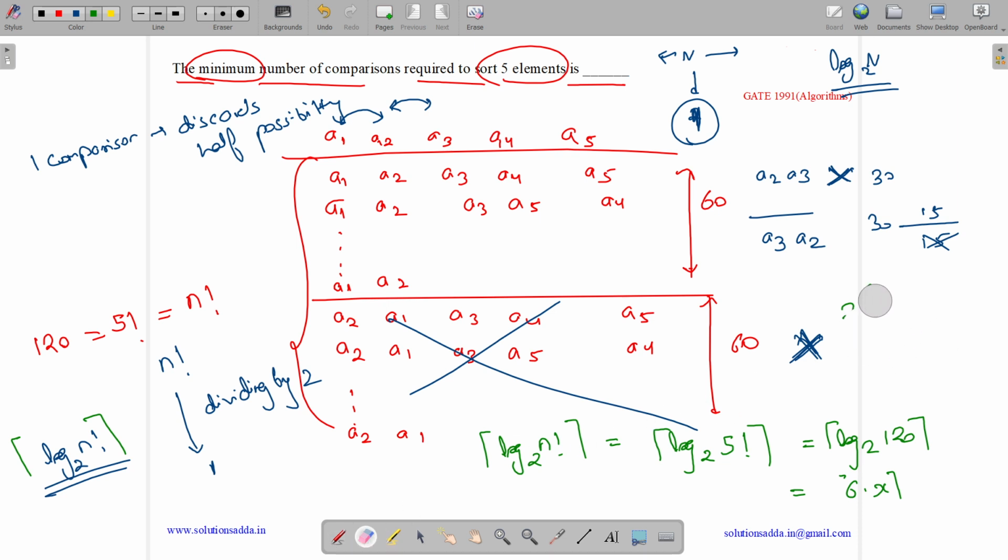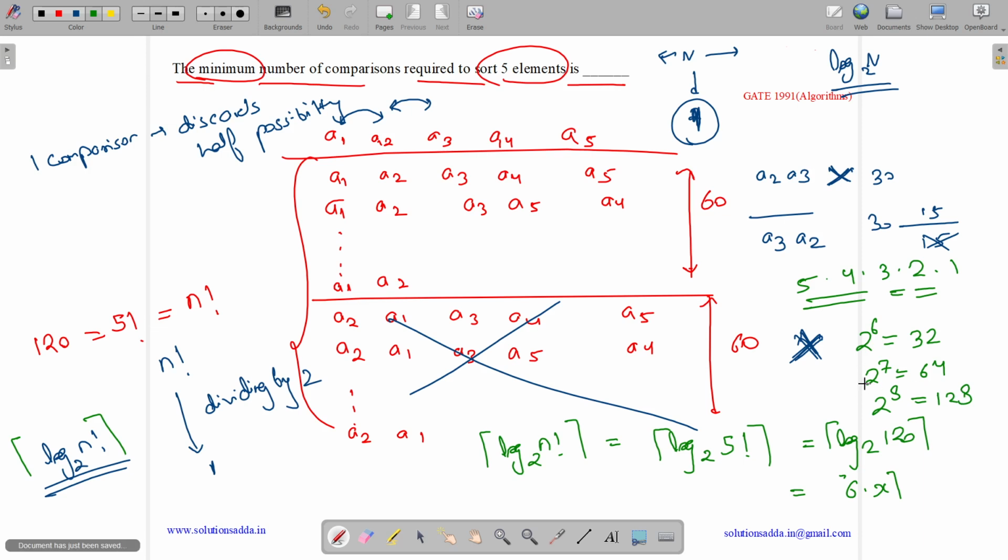What's 5 factorial? 5 factorial is 5 into 4 into 3 into 2 into 1: 20, 3 is 60, 2 is 120. Now let us see, what is 2 to the power 6? It's 64. What's 2 to the power 7? It's 128. So we can easily see it would be 6.x upper bound.